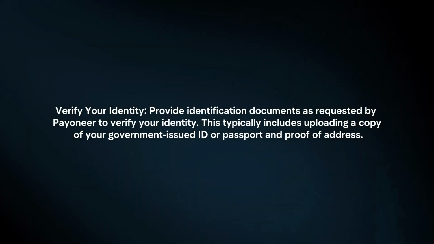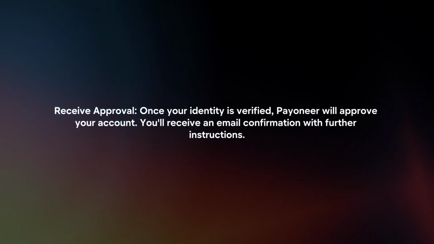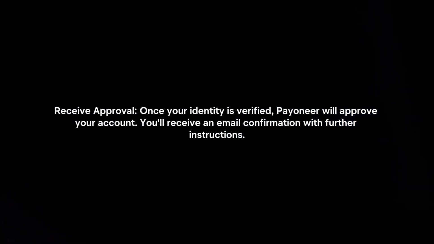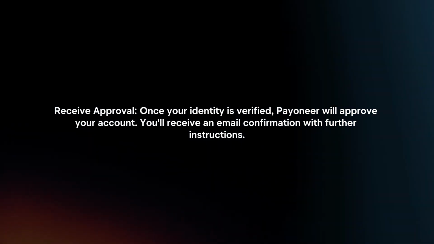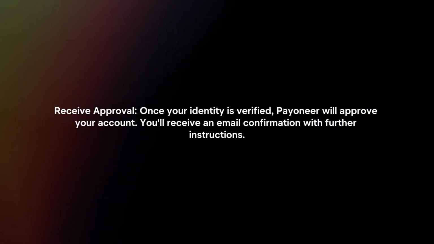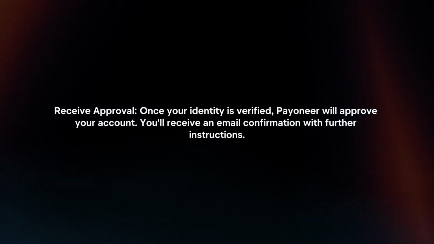Verify your identity. Provide identification documents as requested by Payoneer to verify your identity. This typically includes uploading a copy of your government-issued ID or passport and proof of address. Receive approval. Once your identity is verified, Payoneer will approve your account. You'll receive an email confirmation with further instructions.